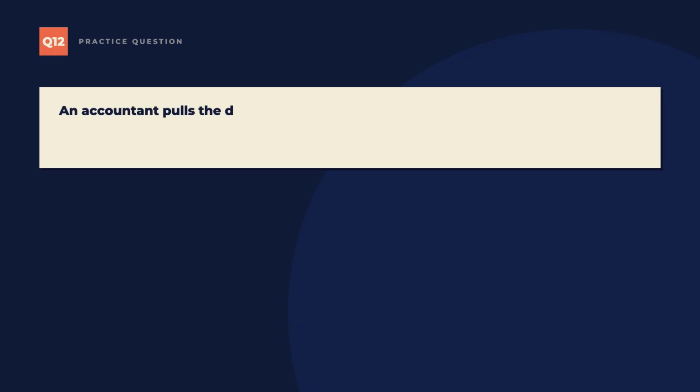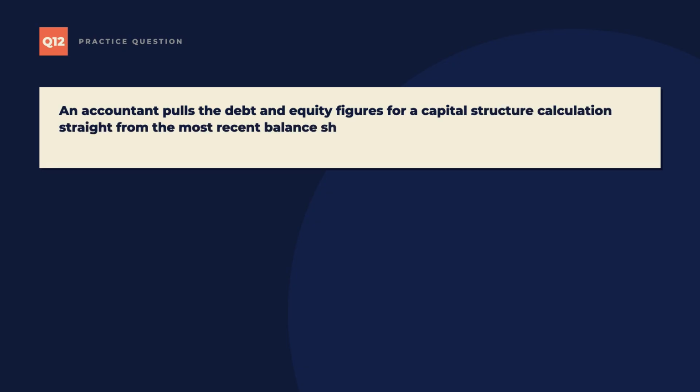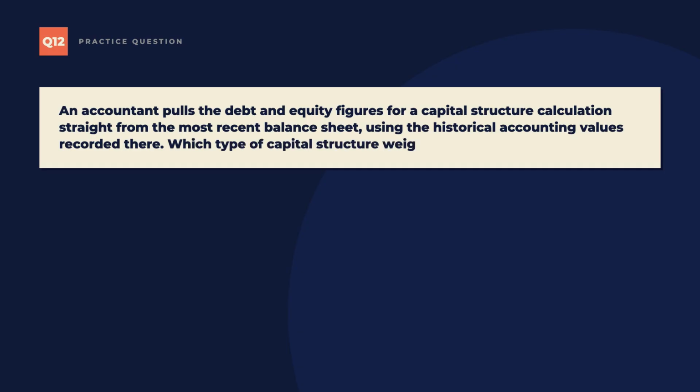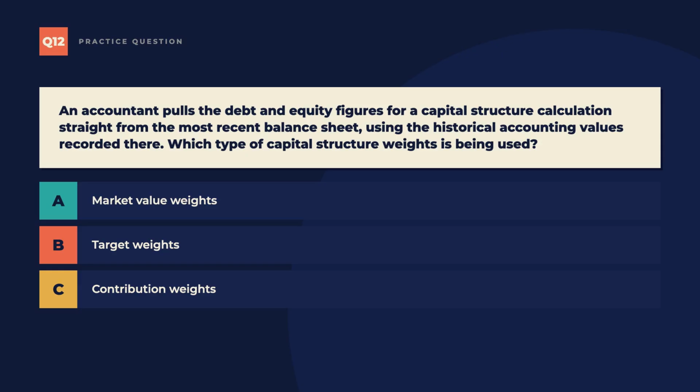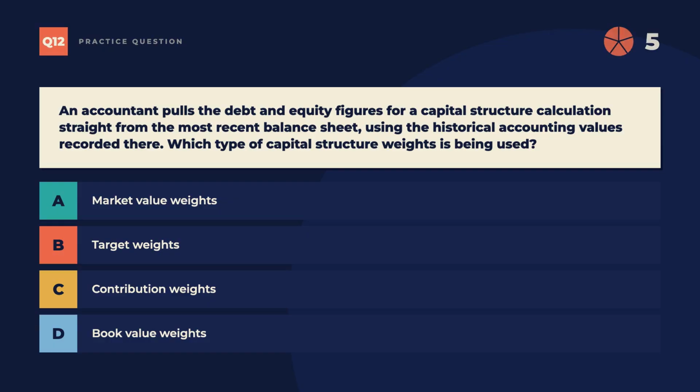Question 12. An accountant pulls the debt and equity figures for a capital structure calculation straight from the most recent balance sheet, using the historical accounting values recorded there. Which type of capital structure weights is being used? Your options are A. Market value weights, B. Target weights, C. Contribution weights, D. Book value weights. What's your answer? Commit to one before I continue.